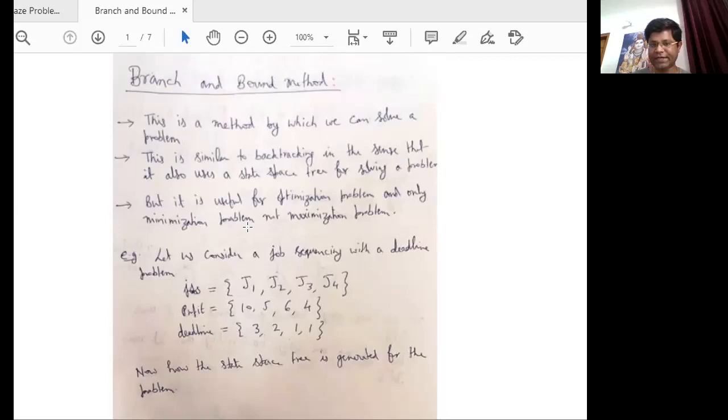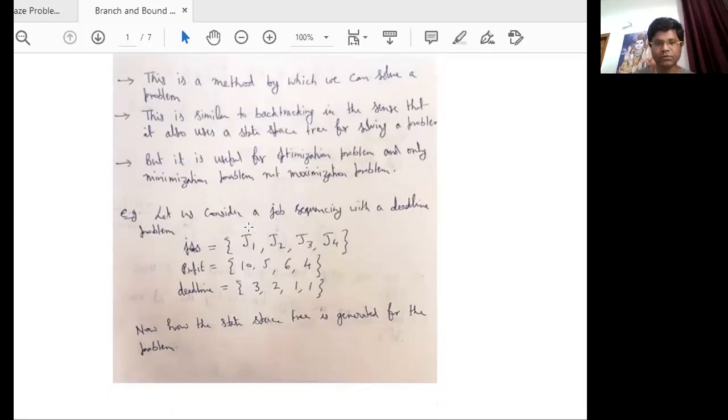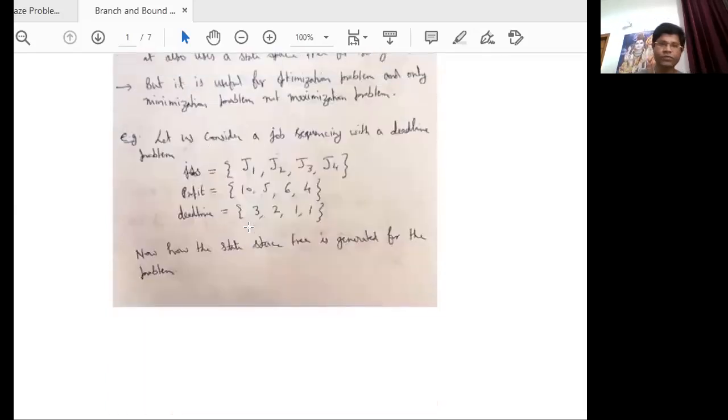So let's take an example. There are 3 methods that are used in branch and bound. The first method uses a queue, the second method uses a stack, and the third method uses the least cost branch method. I will explain them one by one. So let's take an example.